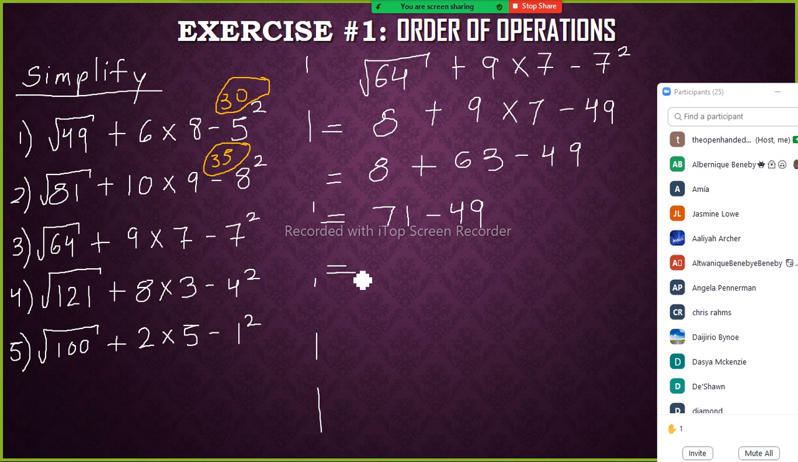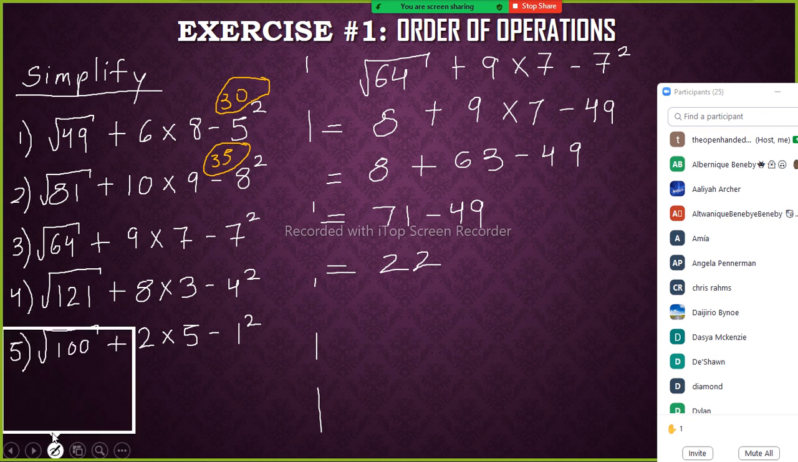It's so confusing. What's confusing? It's too many things to do. Add, multiply, subtract. I was getting lost on number 2. Okay, yeah, you have to be very careful with choosing which one comes next, all right? Just be very careful with that. So 71 minus 49 is going to give us what? 22. So the third one is 22.